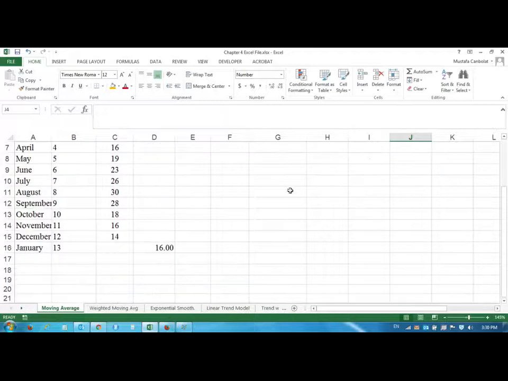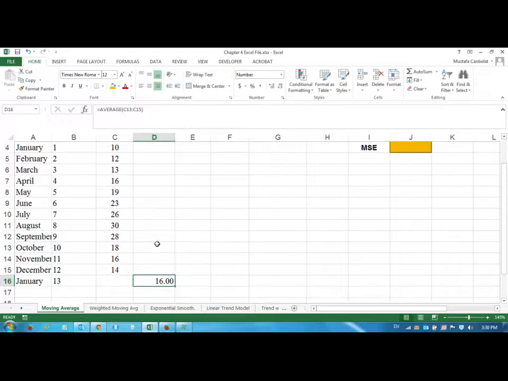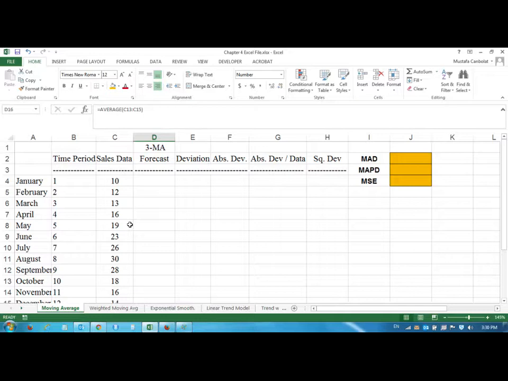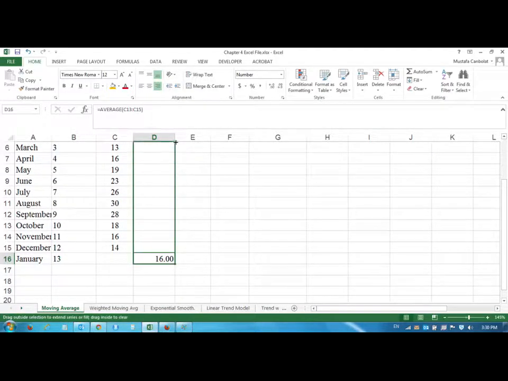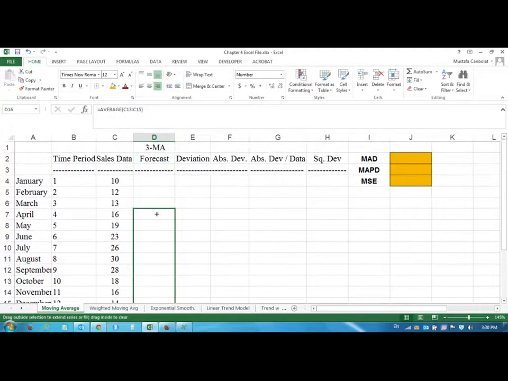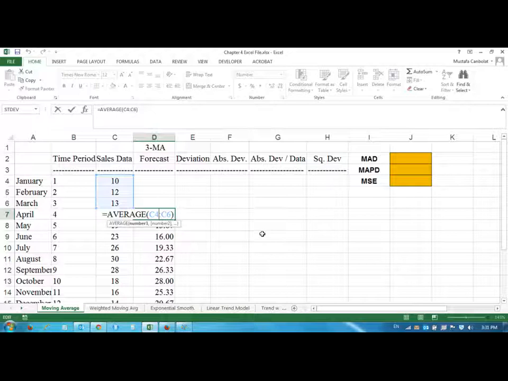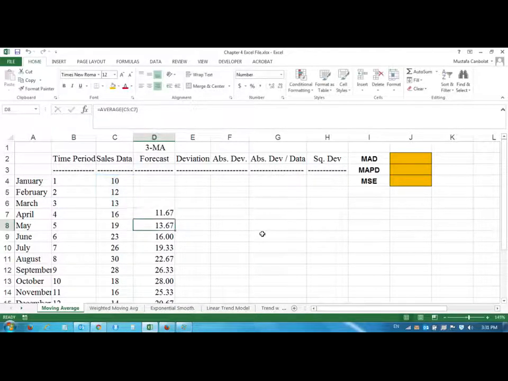To calculate these, we have to check if this method that we are using is good for the historical data set that we have as well. For example, if I just copy and paste this over, so just go to the corner, drag up, and I'm just going to stop dragging at April because if I double click on April, it takes the average of the past 3. I cannot go to March because I don't have 3 past data here.